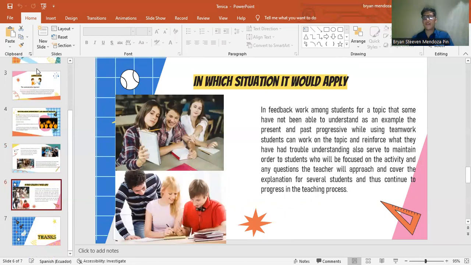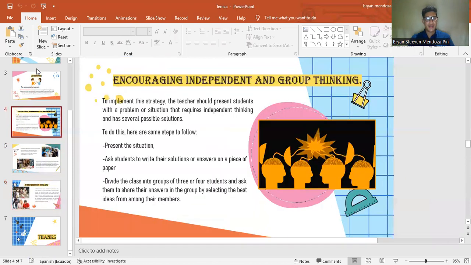Also, it serves to maintain order, as students will be focused on the activity, and for any question the teacher will approach and cover the explanation for several students, and this continues the progress in the teaching process. Well, this is my technique. I consider that this technique is so useful because you explain your knowledge and encourage independent and group thinking. It's the best way to learn English or another language.